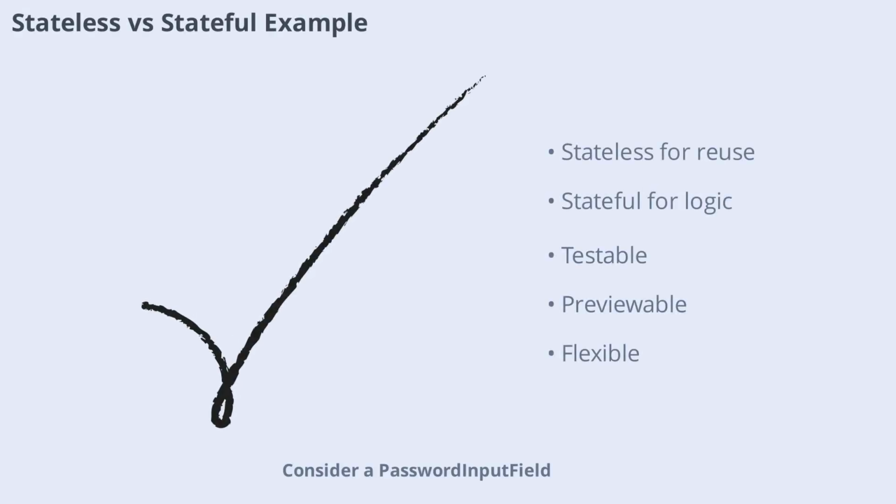Consider a password input field. The stateless version receives the password and an onChange callback, while the stateful version manages the password state internally. This separation makes your code easier to test and preview, and you can reuse the stateless version in different contexts.